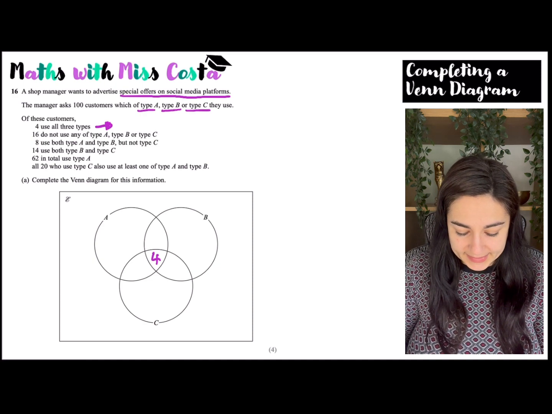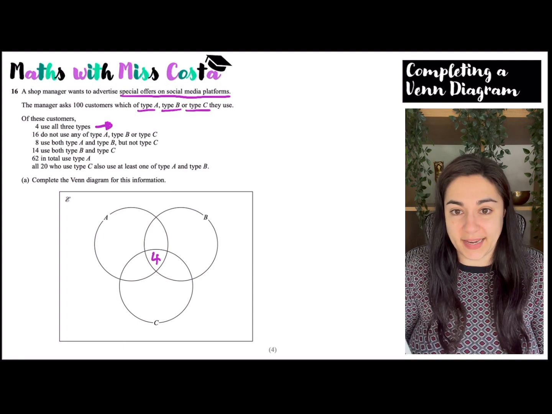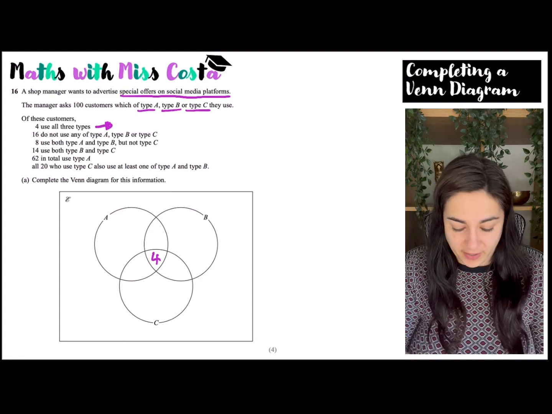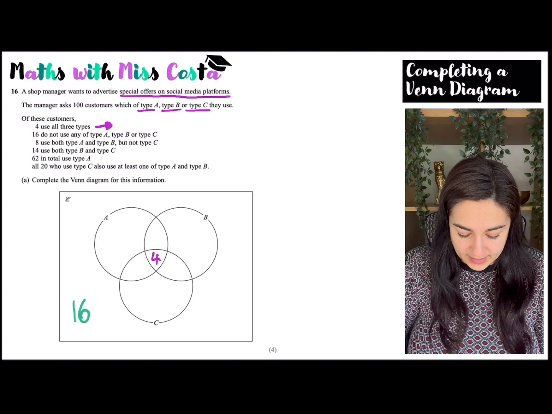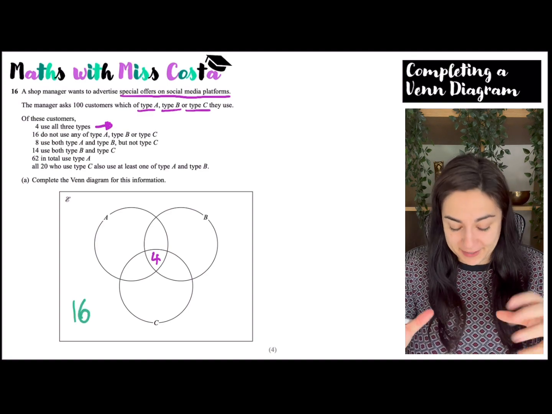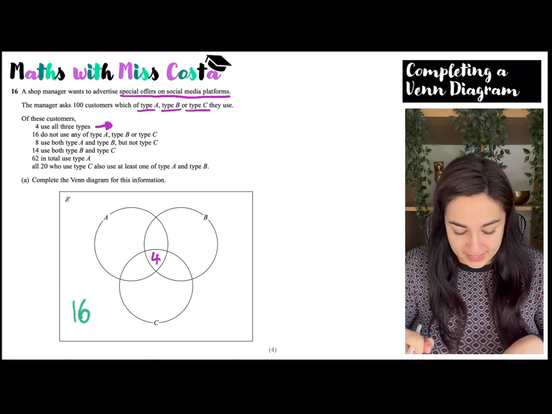I'm then told that 16 do not use any of type A, type B, or type C. So if they don't use anything that is in the Venn diagram, they need to sit in the little universe outside of the Venn diagram. So we're just going to place 16 over here.